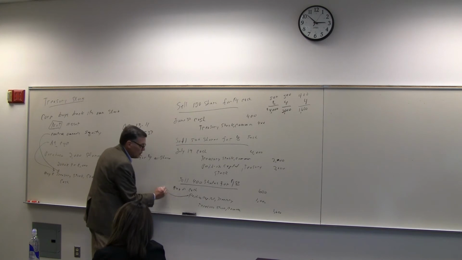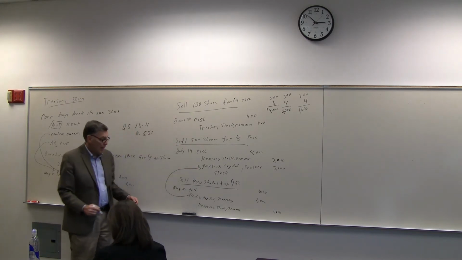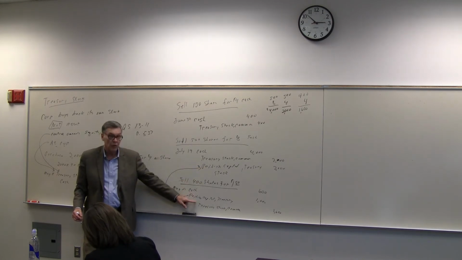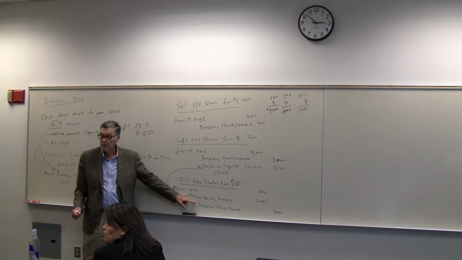So this account is that account. If you had exhausted this account, then the rest would come out of retained earnings. So you would debit paid-in capital and retained earnings?